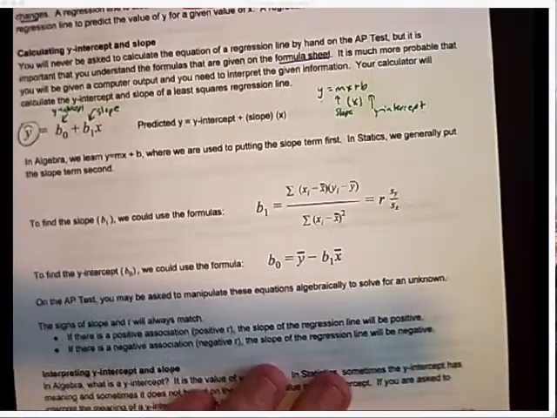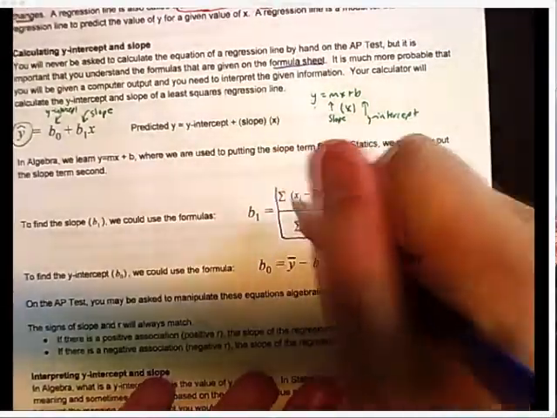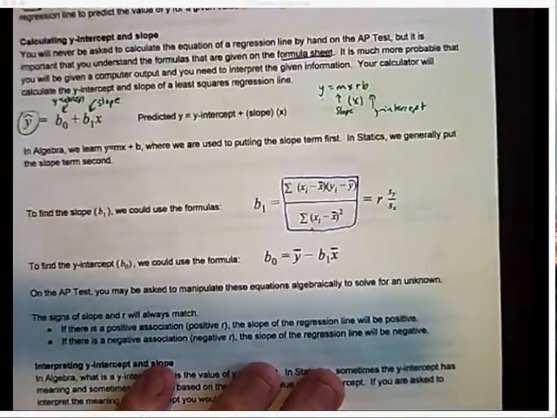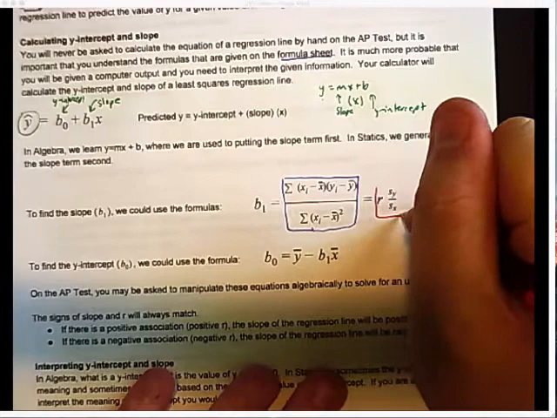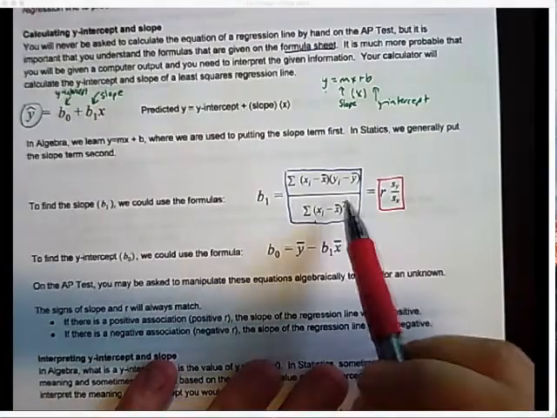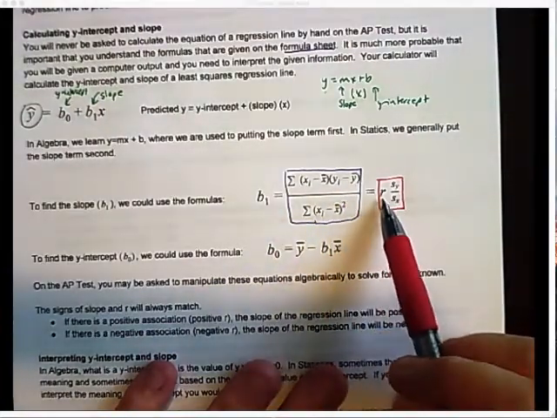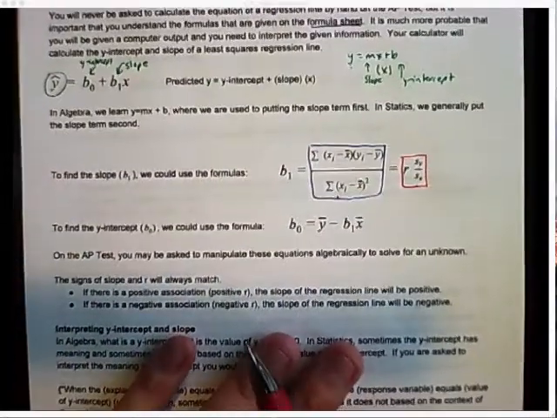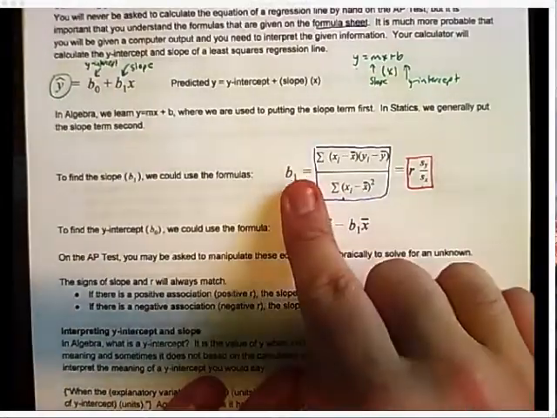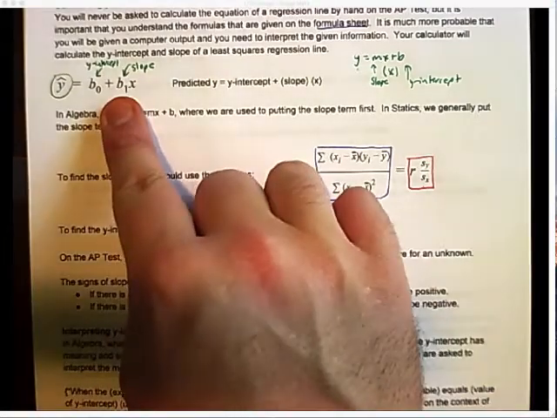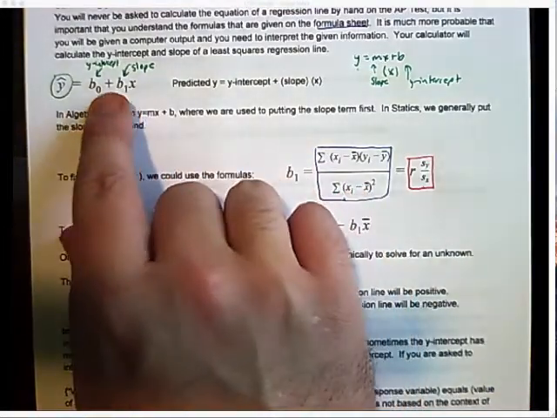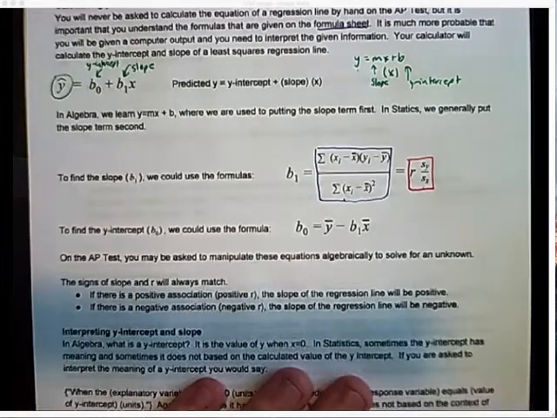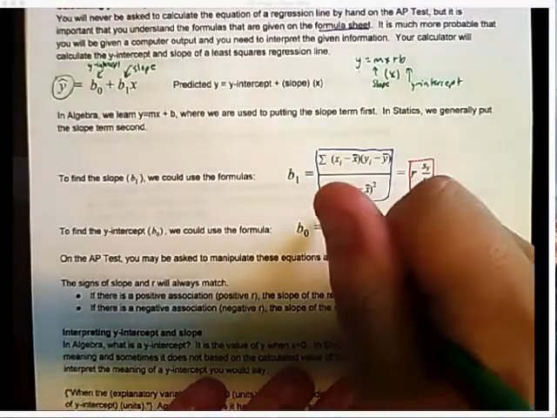Here's the nasty formula. Here's one version of the formula. And here's another formula. So if you have all the data, you can use this one. But if you know R, Sy, and Sx, you can use this one. Now, after you find b1, after you find the slope, you have to know that first. But as soon as you know that, now you can find the y-intercept by using this formula.